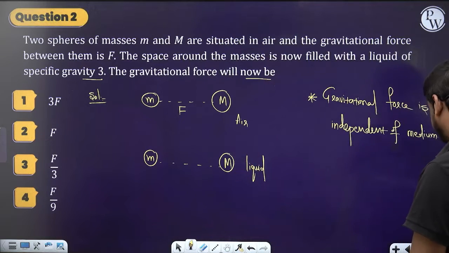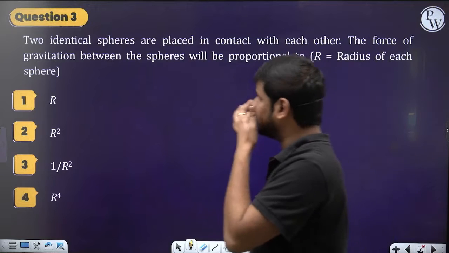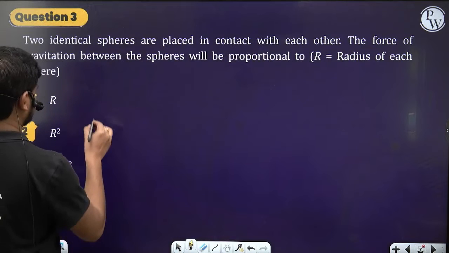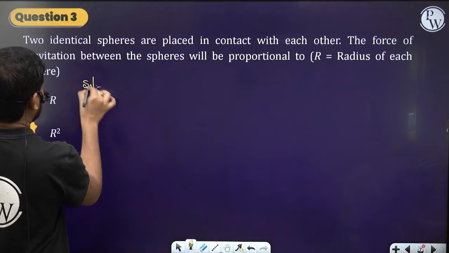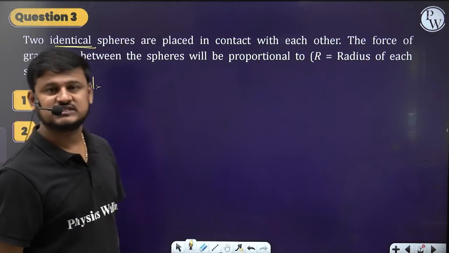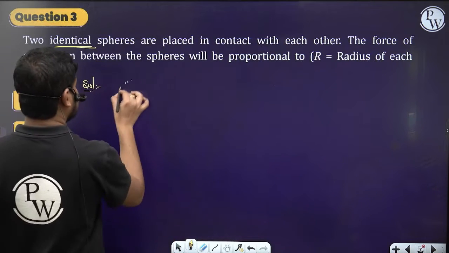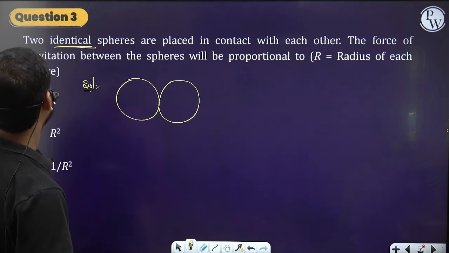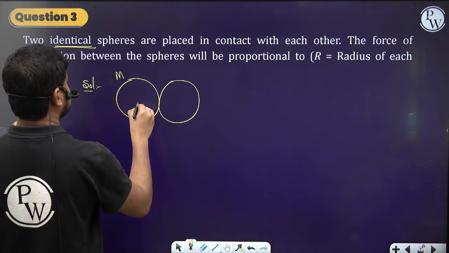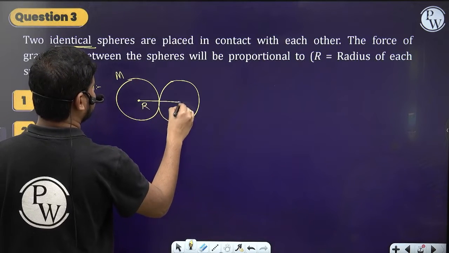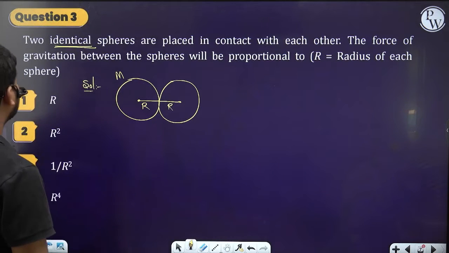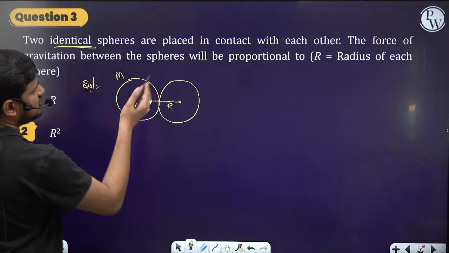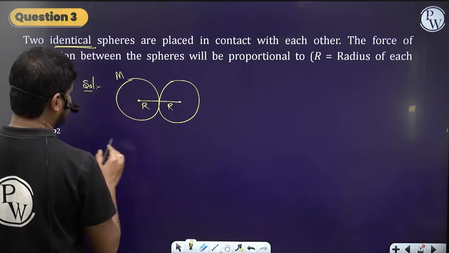Okay, chalo, let's move further. What does the third question say here? Two identical spheres are placed in contact with each other. So there are two identical spheres, which means they have the same mass and the same radii. These are two masses in contact with each other. Let's suppose each has a mass m and a radius r. Then the force of gravitation between the spheres will be proportional to... They are asking for the gravitational force.